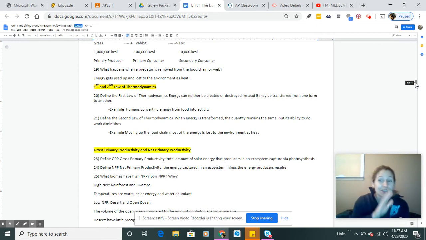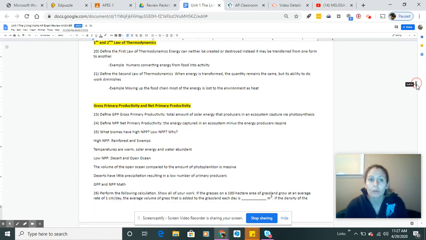So it's just constantly flowing through the environment. The second law is, as it does move through the food chain, its entropy basically increases. So the quantity is the same, but the ability to do work decreases because a lot of it's lost as heat. So if you're not getting that, just watch maybe the Khan Academy video on the first and the second thermodynamic laws.